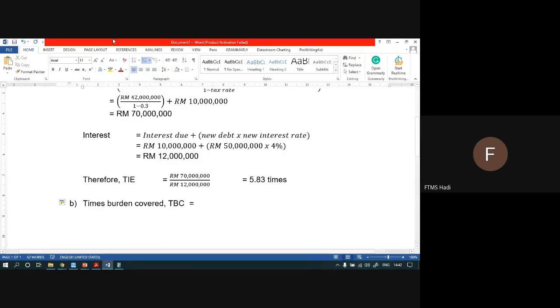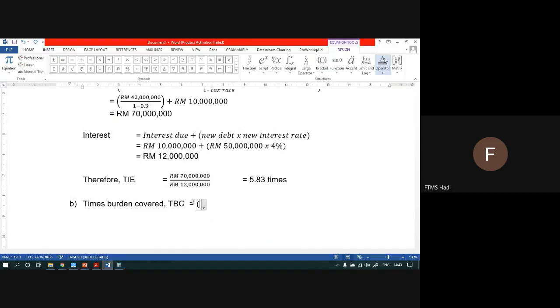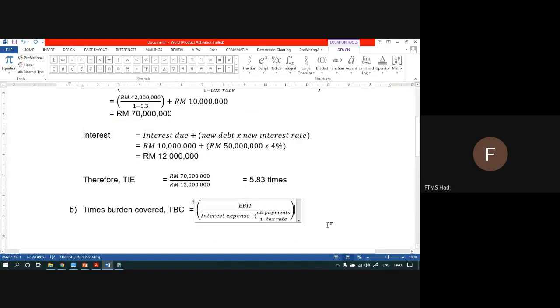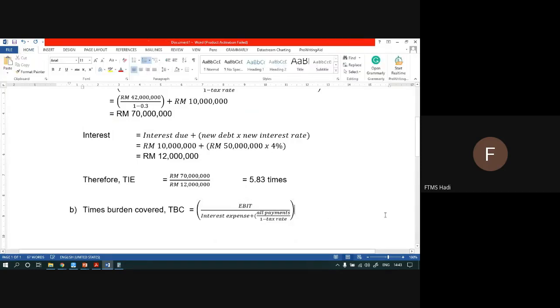This is quite a long formula, so give me some time to write the formula. Which is EBIT divided by interest expense, plus, in brackets, a fraction: all payments divided by 1 minus tax. So this is the formula. We should put the figures here.